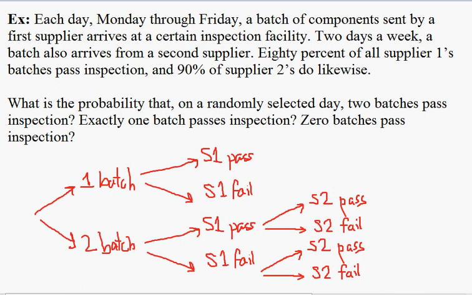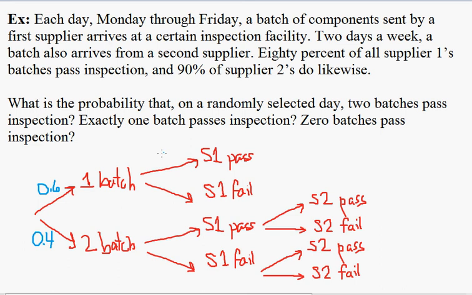All right, let's start labeling the arrows. The chance of receiving only one batch is 3/5, and two batches is 2/5. Because 2 days a week, 2 out of the 5 days, 2/5, we get 2 batches, and the other 3 days of the week, so 3/5, we get 1 batch.